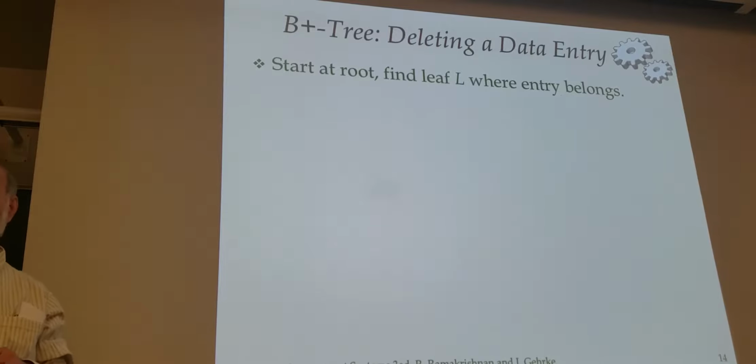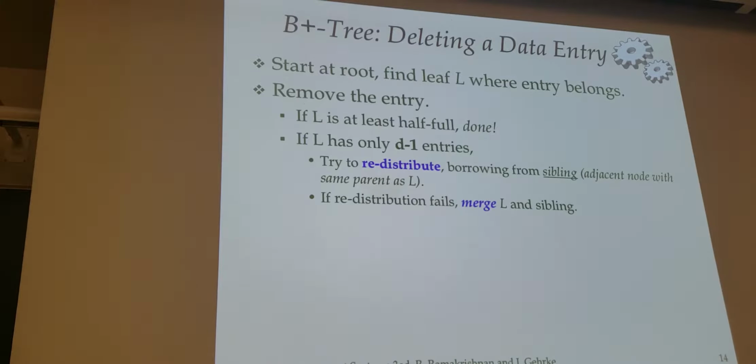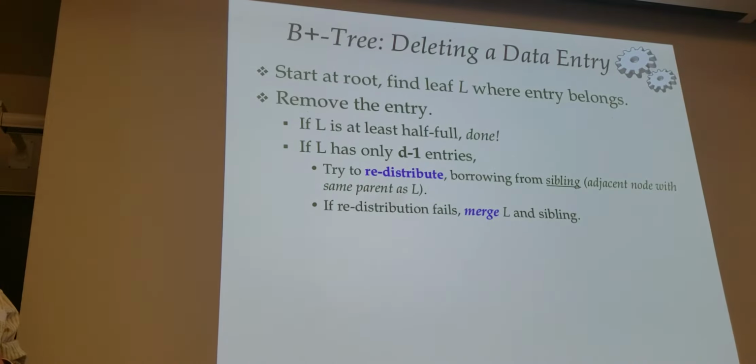Well, it kind of looks similar. You start at the root and you find the thing you want to delete. And if there's nothing to delete, there's nothing to delete. But if you do find something to delete, then you delete it. And again, there are possibilities. If, when you delete it, that leaf is still half full, done, easy, simple. Still log n to get to the leaf and find the thing I'm deleting, but it's deleted, it's done, not a problem.